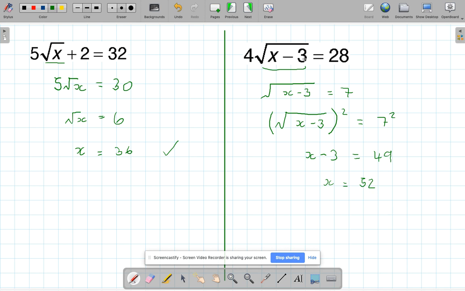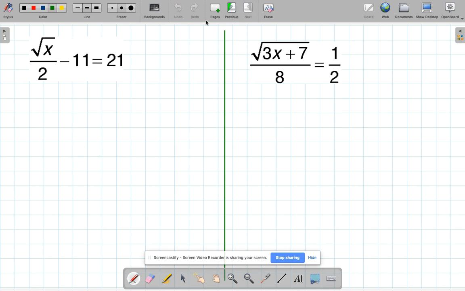Let's check it. 52, take away 3 is 49. Square root of 49 is 7. Times it by 4, 28. It works. So our final two, let's build them up. These are two separate ways of doing it. Here we got the square root of x on its own. So this one's not too bad.